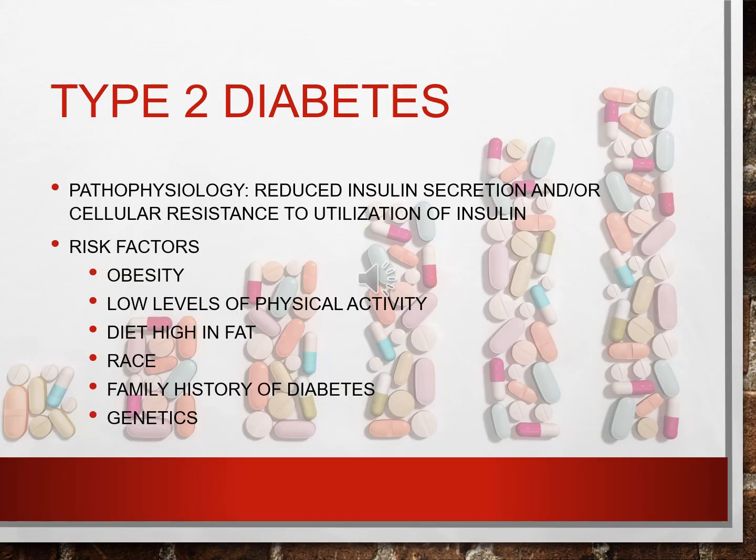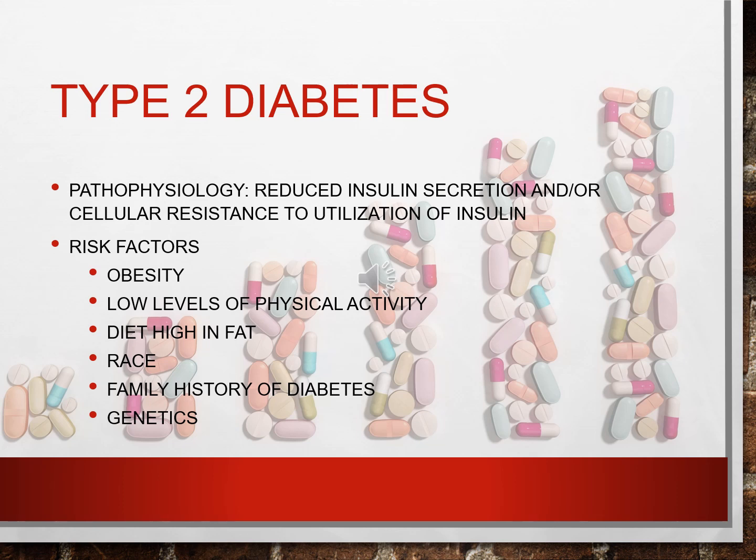Type 2 diabetes pertaining to the pediatric patient. If you remember, it's a reduced insulin secretion and or cellular resistance to the utilization of insulin. Some risk factors are obesity, low levels of physical activity, a diet high in fat, and race. You see this more commonly in Native Americans, African Americans, and Mexican Americans. You also may see a family history of diabetes and then genetics. Although the pancreas produces insulin, the cells are unable to utilize that glucose, right? So it's not an autoimmune disease at all.